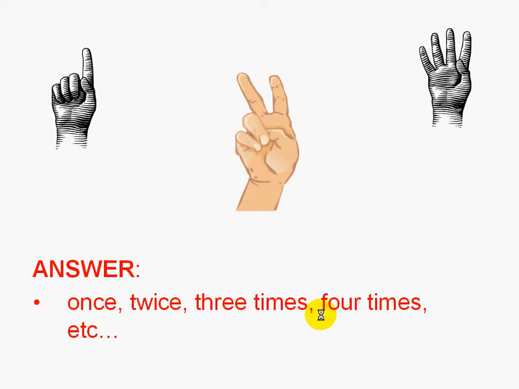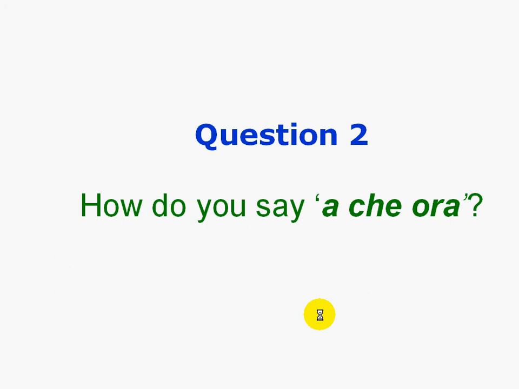Twice I went to New York. Sono andato a New York due volte. 3 times, 4 times, 5 times, 6 times, etc. The first two are the most difficult because it's once and twice. Let's go on to question 2.